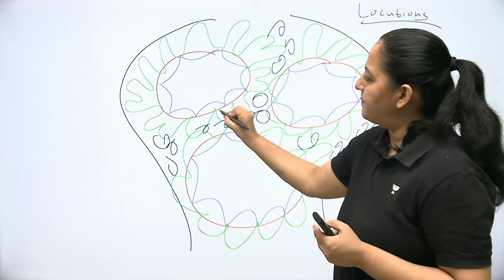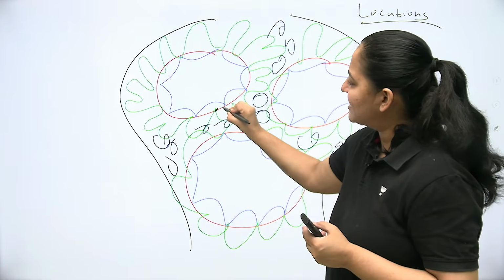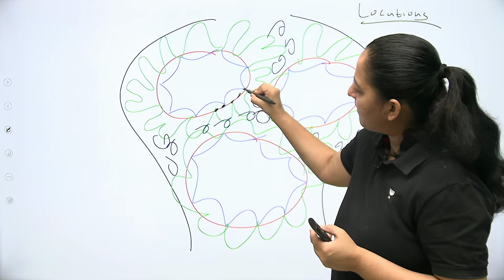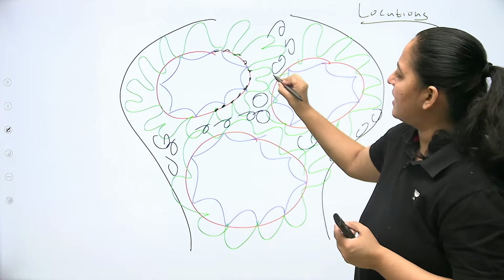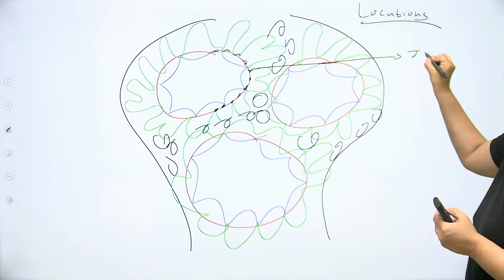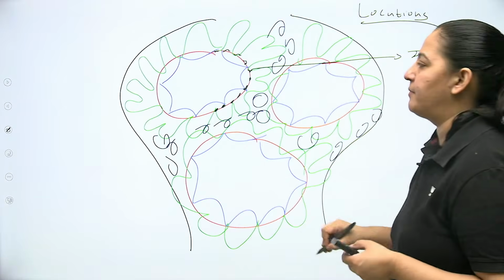So sometimes the deposits are present in the basement membrane. Can you see the red color, the basement membrane? So these deposits are known as intramembranous deposits. That is, deposits in the basement membrane.